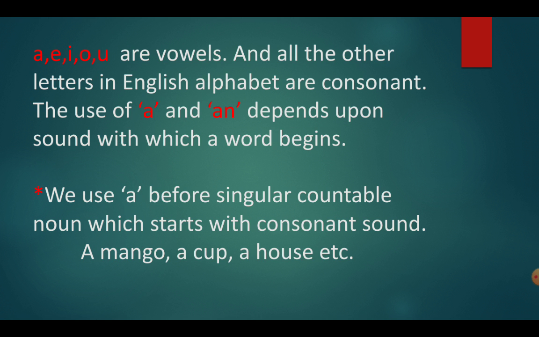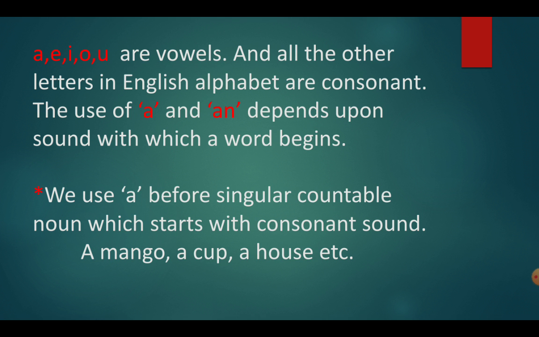Now come to the use of a and an. So children, already you have learnt about vowels in your previous classes. What are vowels? A, E, I, O, U are vowels. These are five vowels in the English alphabet. And all the other letters in the English alphabet are consonants. So the use of a and an depends upon the sound with which a word begins, with which a noun begins. I'm going to explain it to you in detail.